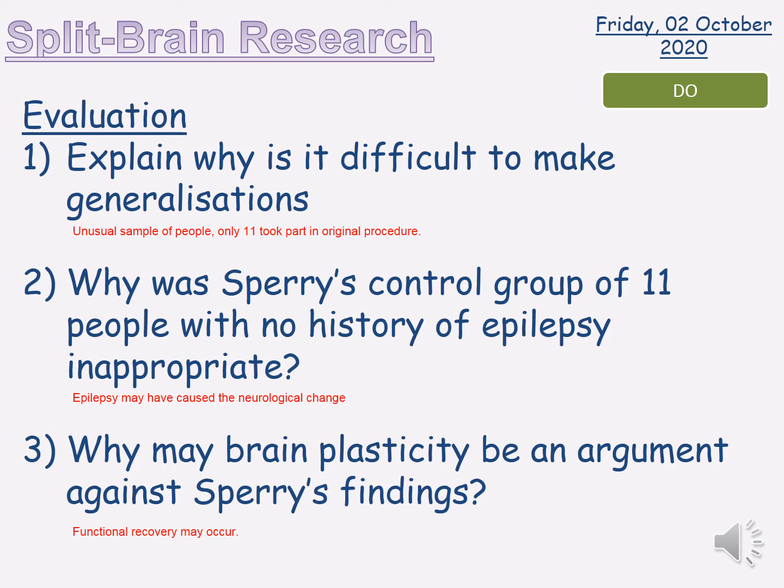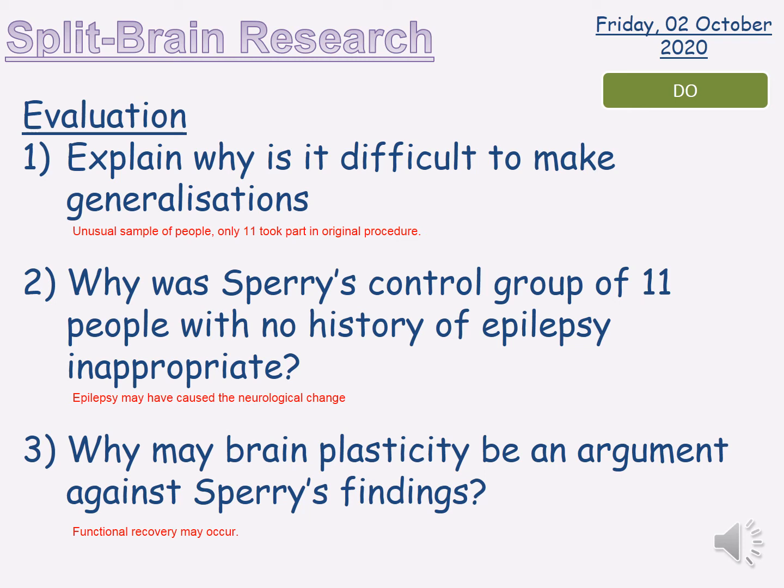Okay, so in terms of the three evaluation points here. Number one, explain why it's difficult to make generalisations. Something to point out is it's an unusual sample of people here. What you've got is a selection of people who have previously had epileptic seizures. They've had their corpus callosum severed, and only 11 people took part in the original procedure. So in terms of making generalisations to the whole population, this is a small sample and it's an unusual sample of people. The other thing is, Sperry's control group of 11 people with no history of epilepsy is inappropriate because it's the epilepsy that may have caused a neurological change and not the severed corpus callosum.